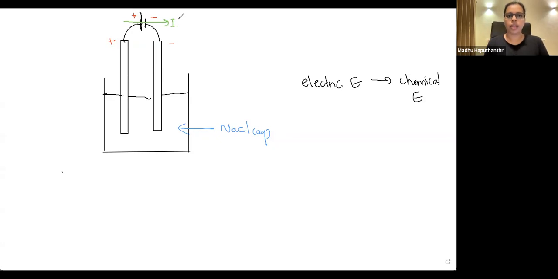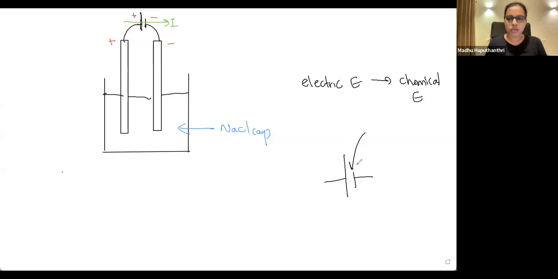Can I mark the current flow like that? No, of course not. The reason is that through the battery, current is not flowing. That is what is symbolized by the space that we keep when denoting the battery.